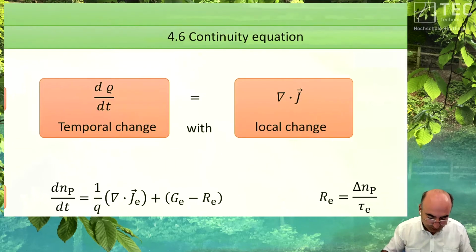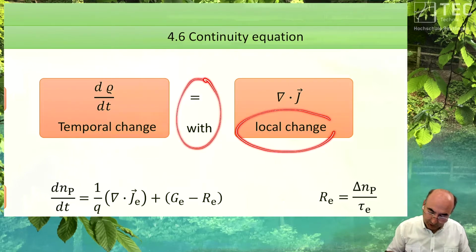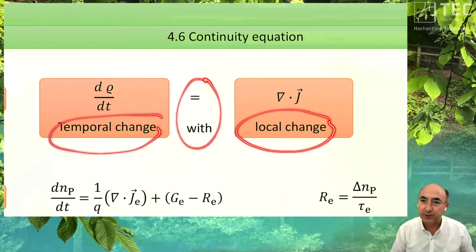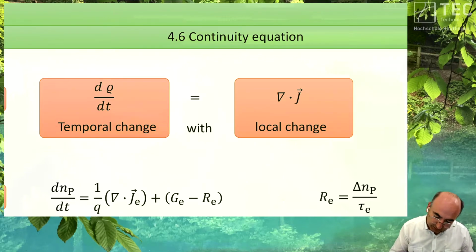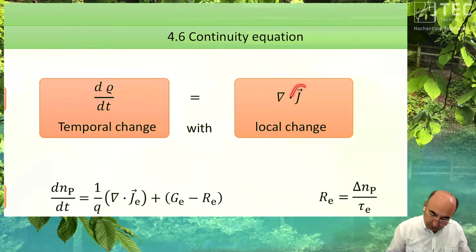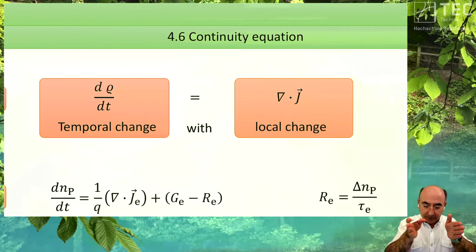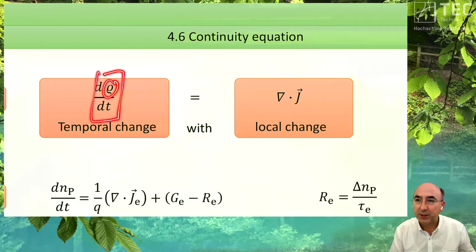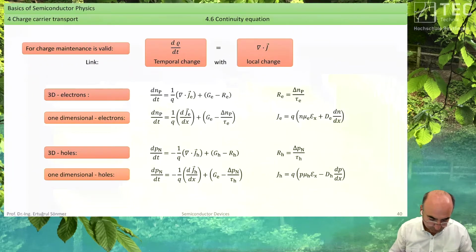What does this charge maintenance mean? We have linked the local change with the temporal change. Again, we have linked the dx; instead of three-dimensional, we can think one-dimensional. It's okay. So the local change of the current density from here to there, we have linked to the change of the charge density as a function of the time. So time is linked with the location. This linkage we will use, okay?